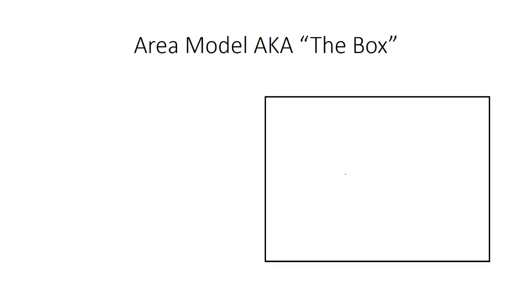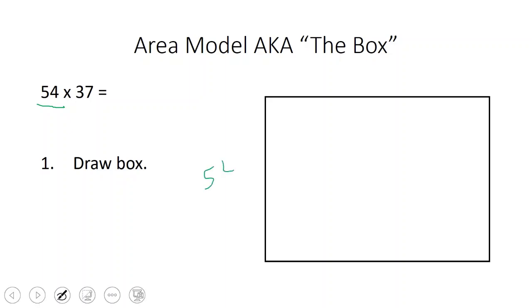The first method we learned to solve a problem like this is with an area model, also known as the box. So in order to solve a problem like 54 times 37 using an area model, the first thing I need to do is draw my box. Because this is an area model, we need to think in terms of rows and columns. Our first factor gives me how many rows we have in my box, so I'm going to put that on the side. And my second factor gives me the number of columns. So I have my box, my sides are labeled 54 by 37.